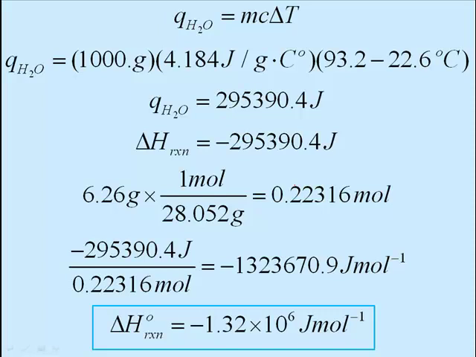What I do, just as a convenience, and because they constantly ask you to go back to problems, is my delta H equals negative 1,323,670.9 joules per mole. Then, when you round to significant figures, you are finding a number that is not quite equal to that, based on the rules of significant figures. So it's approximately equal to negative 1320, and you've got 3 more zeros, joules per mole.